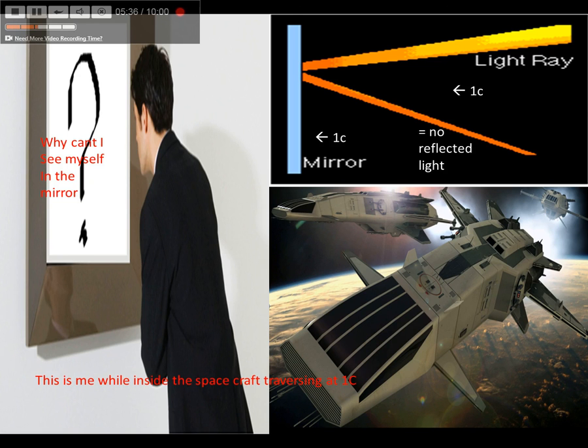You might be asking why there's no reflection in the spacecraft mirror. Okay, let's answer this. Let's provide a very simple explanation of why that is. In order for a mirror to produce an image or reflection, the light ray should bounce off the surface of the mirror. Well, in our case, the light ray will not reach the surface of the mirror because both elements, the light ray and the mirror, are moving at the same speed of 1c in the same direction.